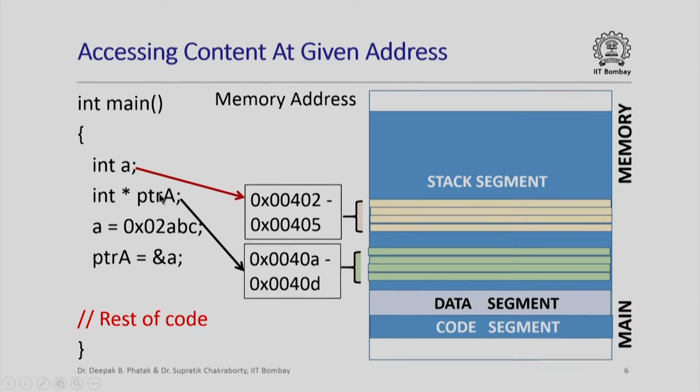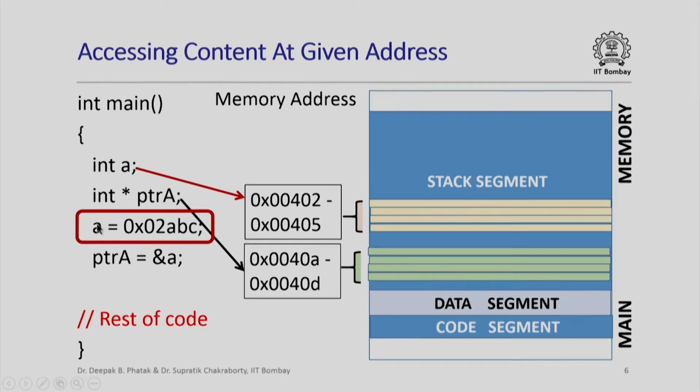Pointer a is a pointer type variable. It is basically a pointer to an integer. Let us assume that every memory address can be represented in 32 bits or 4 bytes. So pointer a, being a pointer type variable, stores an address, so it requires 32 bits. So we are going to allocate 4 bytes in the stack segment for this variable, and let us say these are the 4 consecutive addresses of those 4 locations.